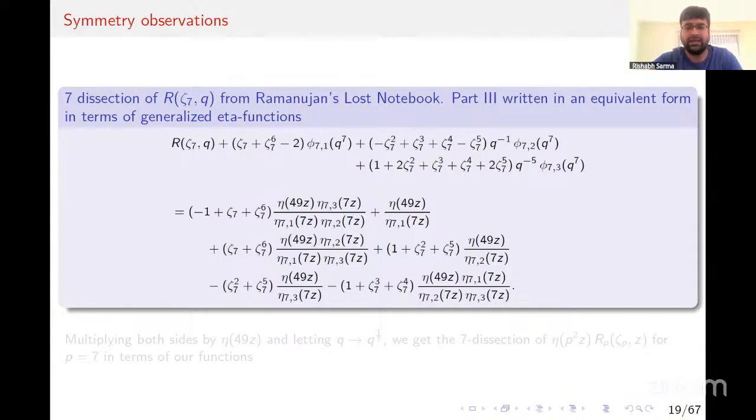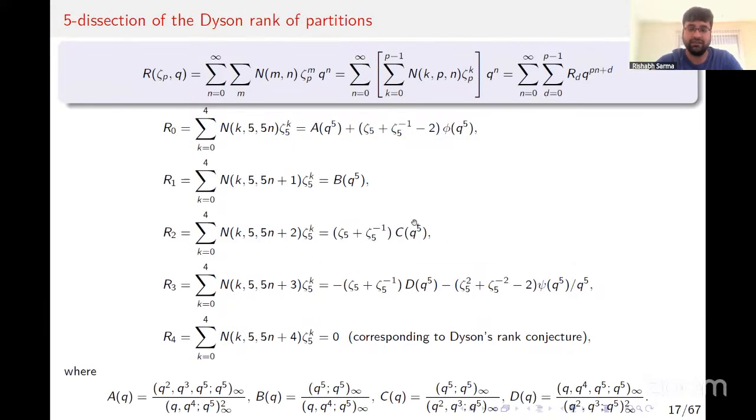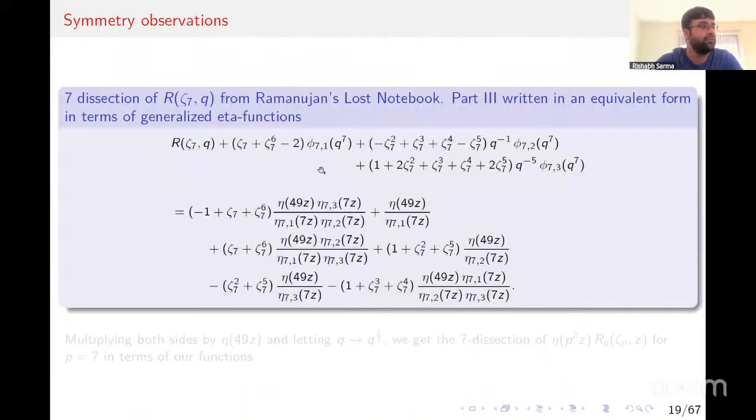To explain, I'd rather give an example first and then show the result. Here is the 7-dissection, also found again in Ramanujan's lost notebook, written equivalently in terms of generalized eta functions. As you can see on the right-hand side, we have these eta products, which are the dissection elements of this rank function. And just like the previous dissection, we had these correction factors attached to some of these dissection elements, we also have the following correction factors attached to 3 of these elements here, which I have taken to the left-hand side, so that the right-hand side only has these products.